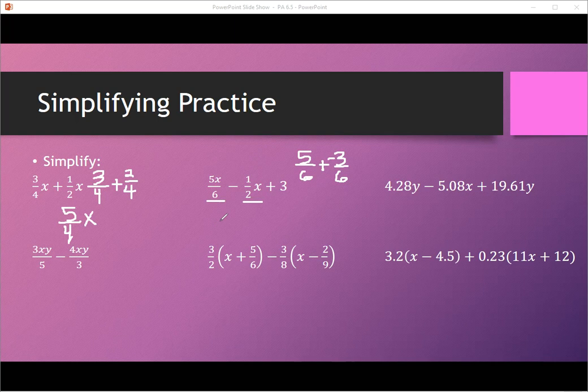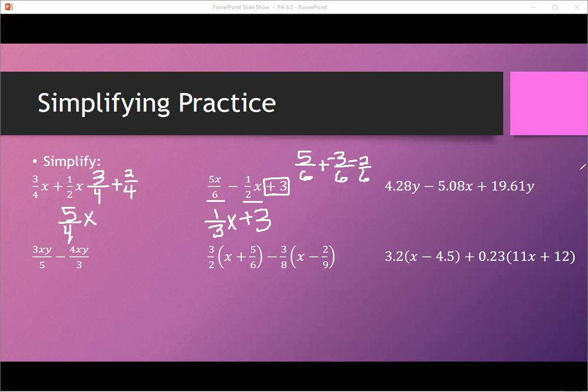When I put those together, I end up with 2/6, and I can reduce that by dividing by 2 on the top and bottom. So that would give me 1/3 x when I reduce the 2/6. And then I'm just going to leave this plus 3 alone and bring it down as part of my answer. I didn't add it to anything.